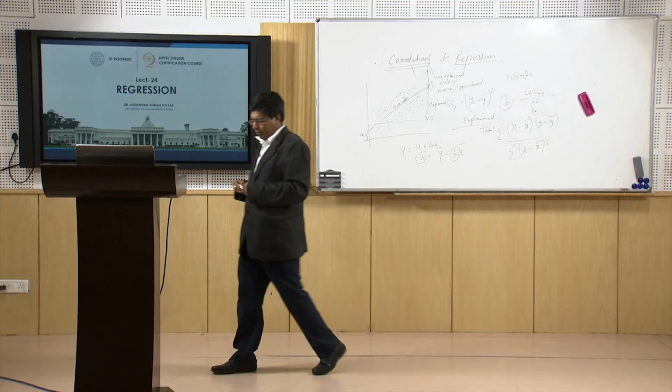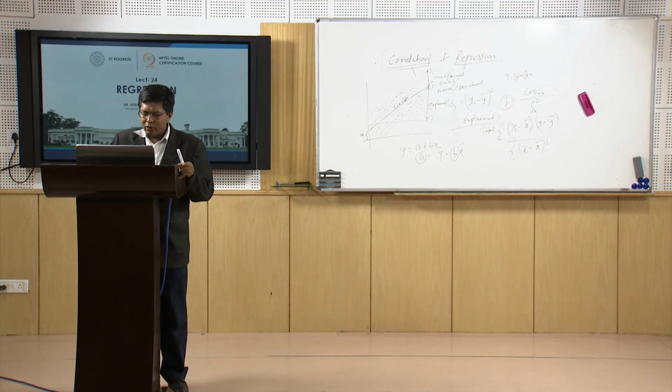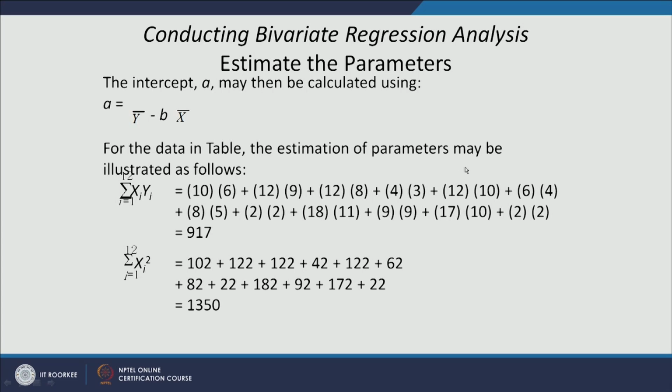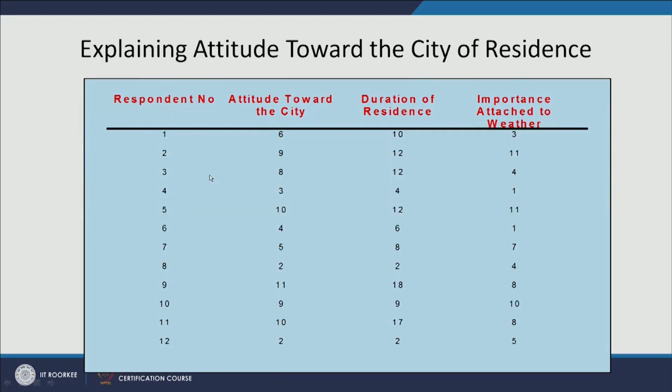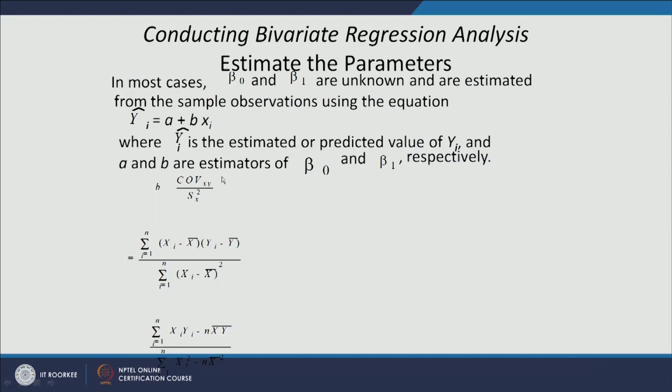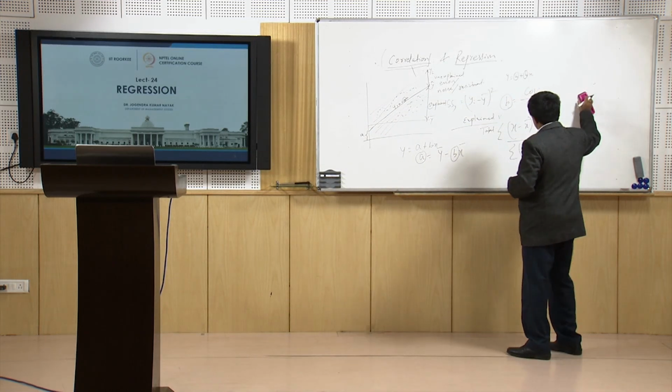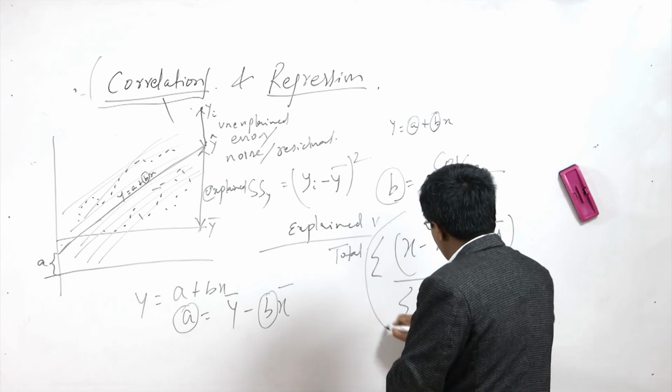Let us take a case, the same example we are holding. The respondents' attitude towards the city is our dependent variable, the duration of stay in a particular city is my independent variable x1, and the importance given to the weather is x2. Now, I may be using 1 or 2, let me see. So, the intercept, for example, in this, now what did we say? If you use this formula, you can calculate through this method.